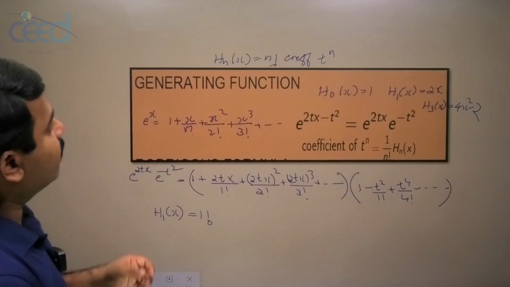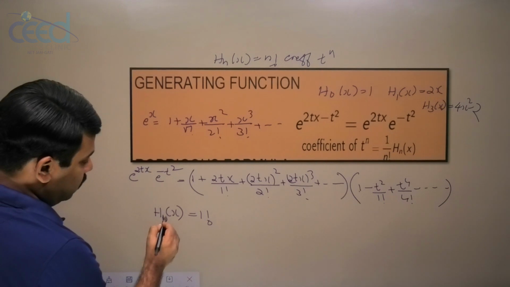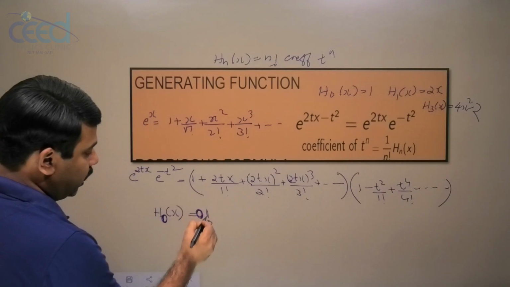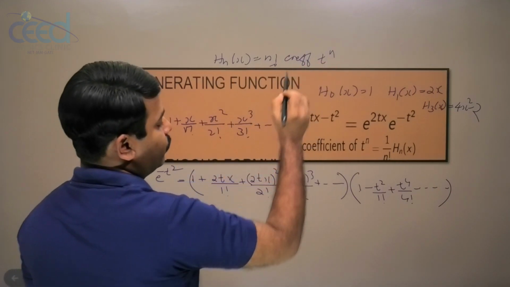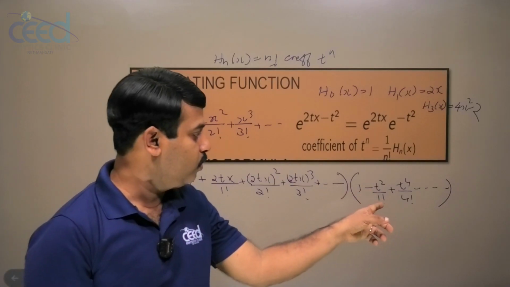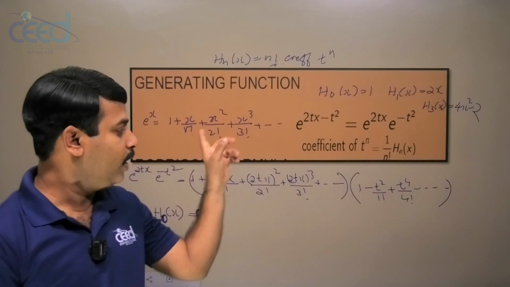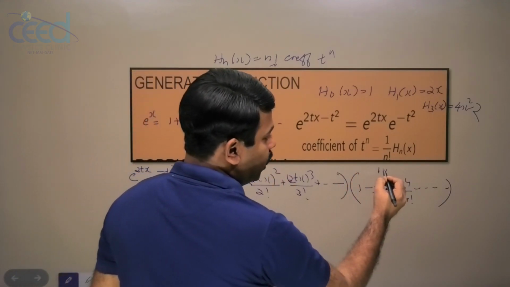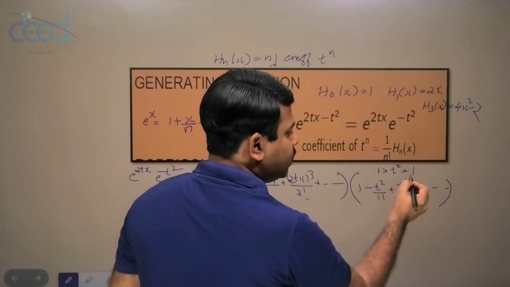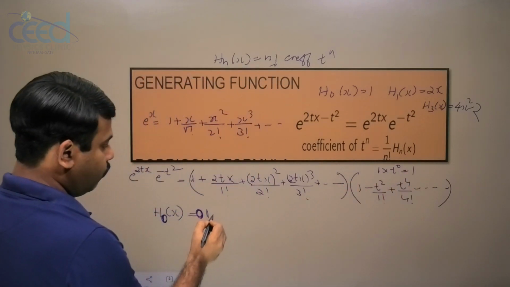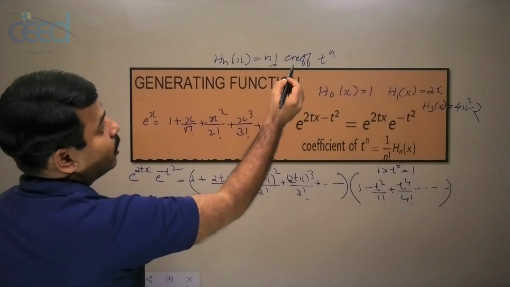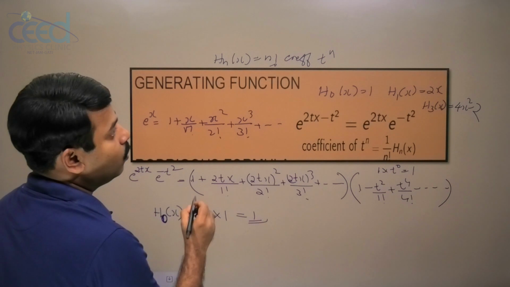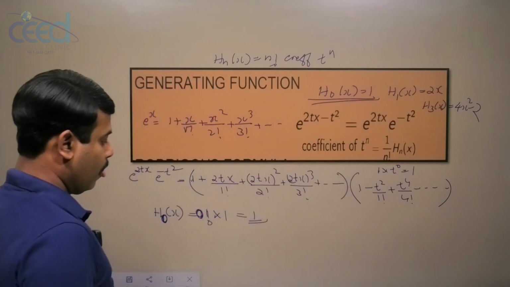So first we can find out h0 of x. Then we write 0 factorial into the coefficient of t raised to 0. What is the t raised to 0 coefficient in this? By multiplying this 1 into 1, you get 1, right? Then 1 into t raised to 0 is only 1. So the t raised to 0 coefficient is 1, 0 factorial is 1, and h0 of x you are getting is 1.